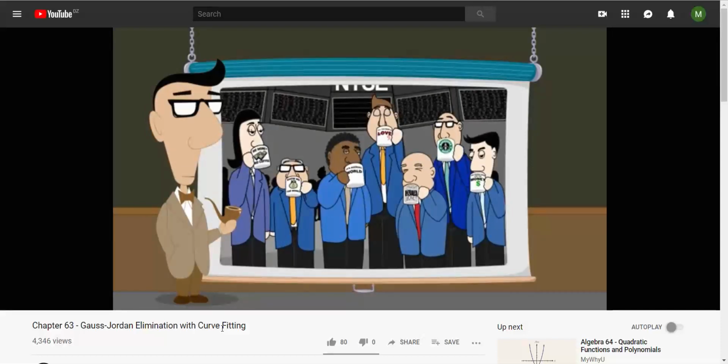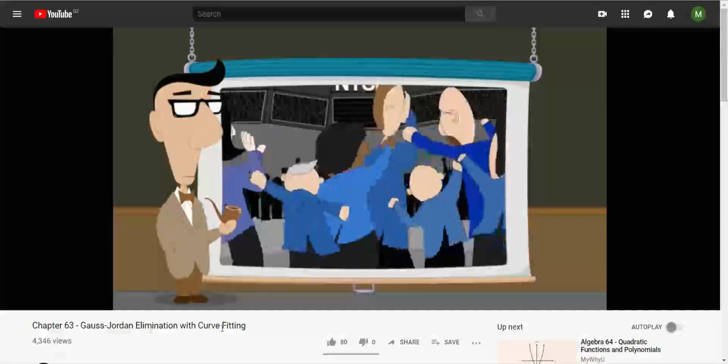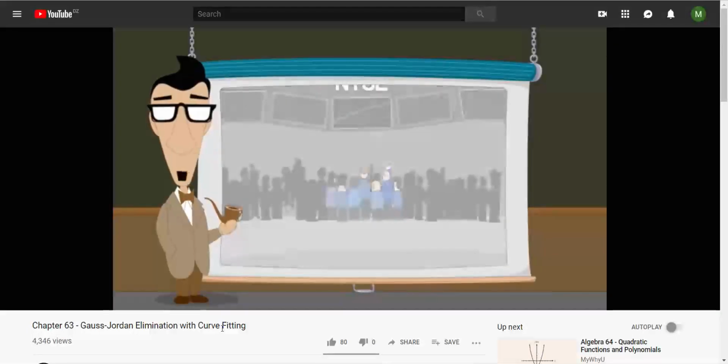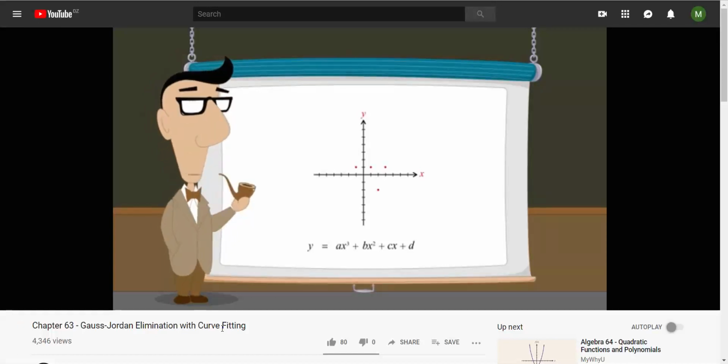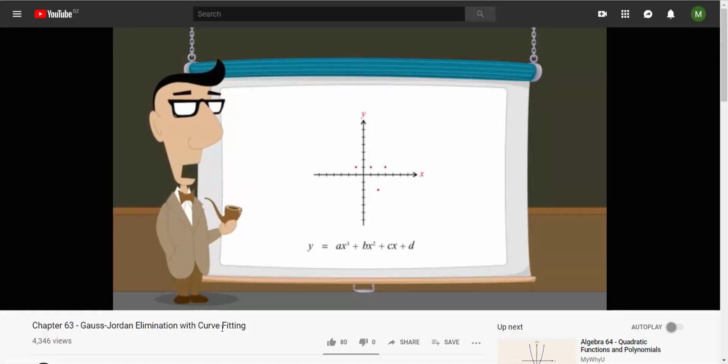So let's say that 4 measurements are taken of a system described by a third-degree polynomial function. Given the x and y coordinates of these 4 data points, how can we find the values of the 4 constants a, b, c, and d, which determine the shape of the curve that passes through those points?